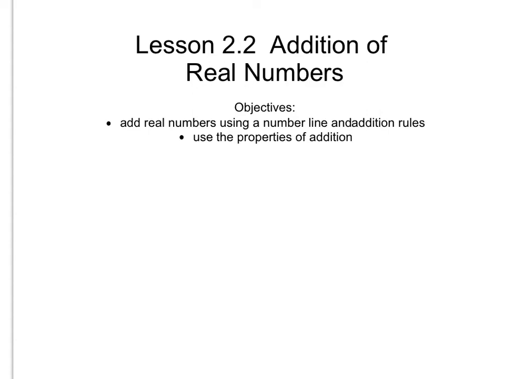Alright, we're in Unit 2, Lesson 2. This is the addition of real numbers. Again, real numbers, any number that can be represented on a number line. And your two objectives are written there, so I would pause this video, get them written down, and then let's get going.